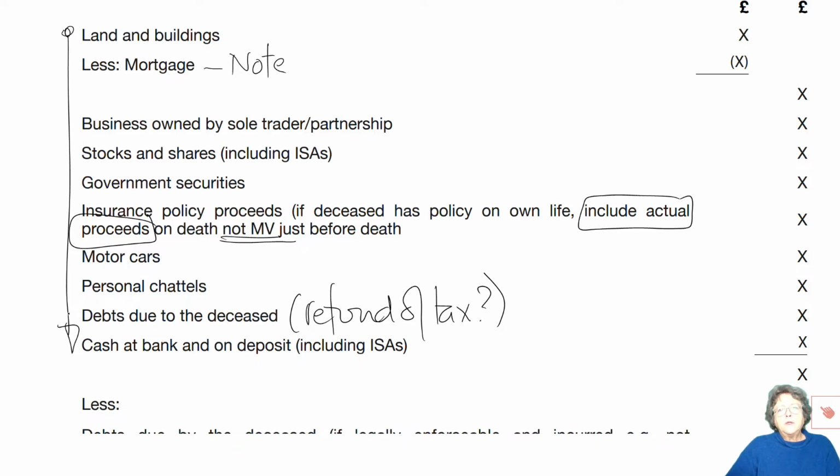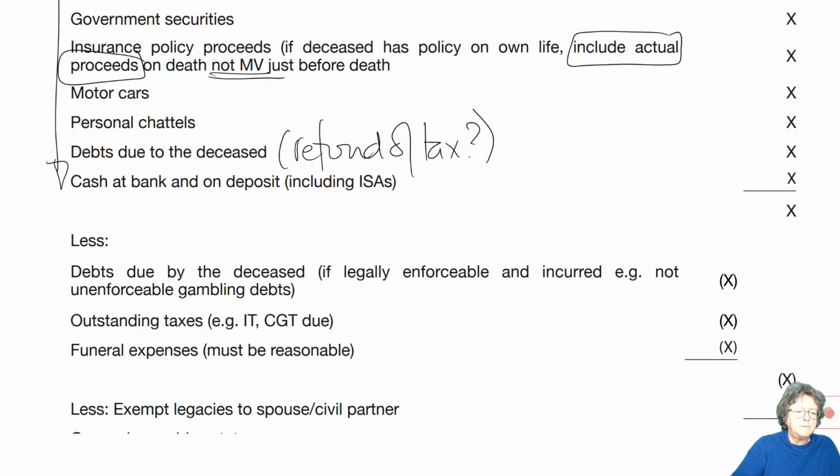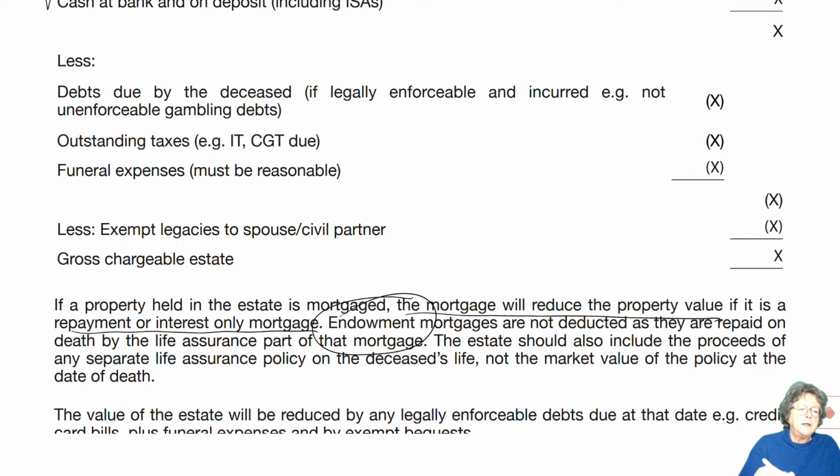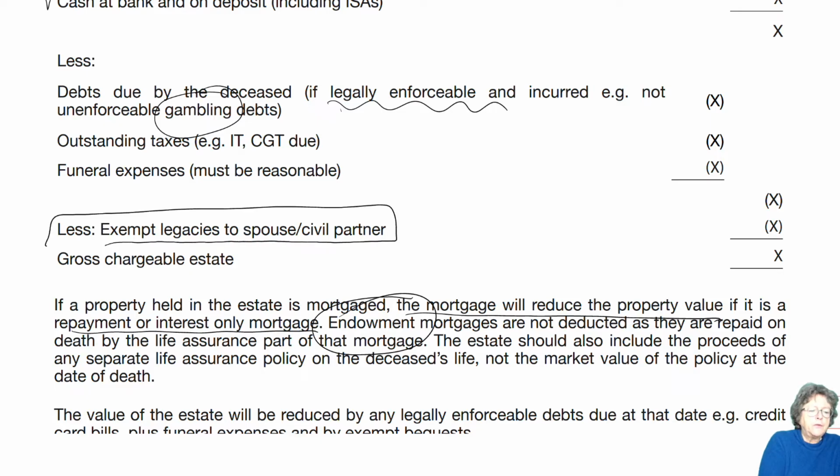The easiest way to do this is to copy the question into the answer and use the assets in the order in which they are. Tick them off as you are going along. Any debts that the deceased owes, it's got to be legally enforceable, so you can't have gambling debts. Any outstanding tax that might be due, and any reasonable funeral expenses. Then we deduct from there any exempt legacies. Anything going to the spouse is not taxable and needs to be removed from the pro forma.